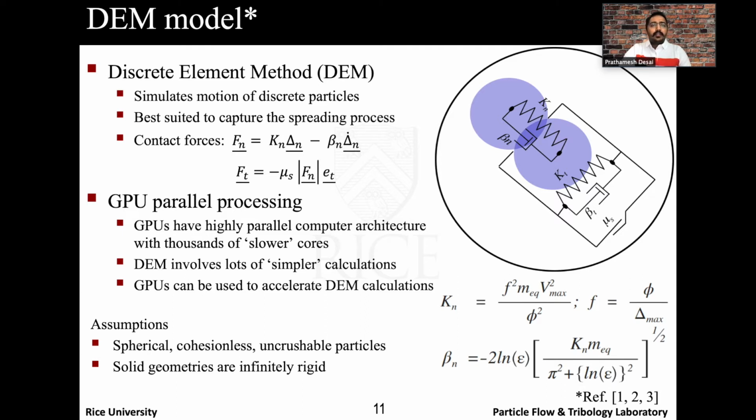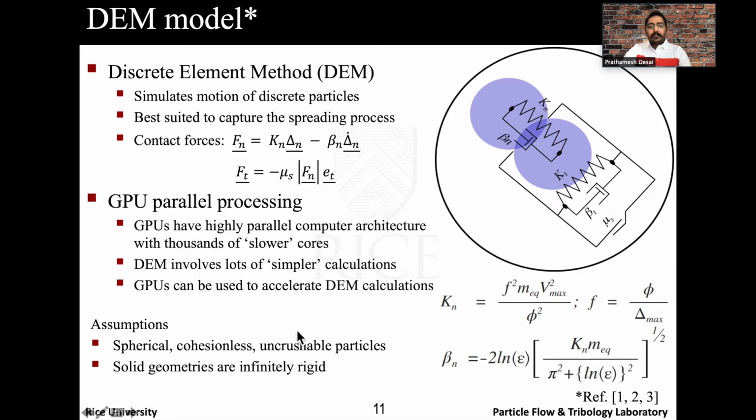And as you can imagine, even a small volume of powder has multiple million particles. So it becomes computationally unfeasible to simulate this without employing some sort of parallelization. In our case, we used GPU-based parallel processing. That's precisely because GPUs are made up of thousands of slower cores, and they are best suited for DEM, which involves many hundreds of thousands of simpler calculations. Thus, GPUs were used in this particular study for parallelizing the DEM model.